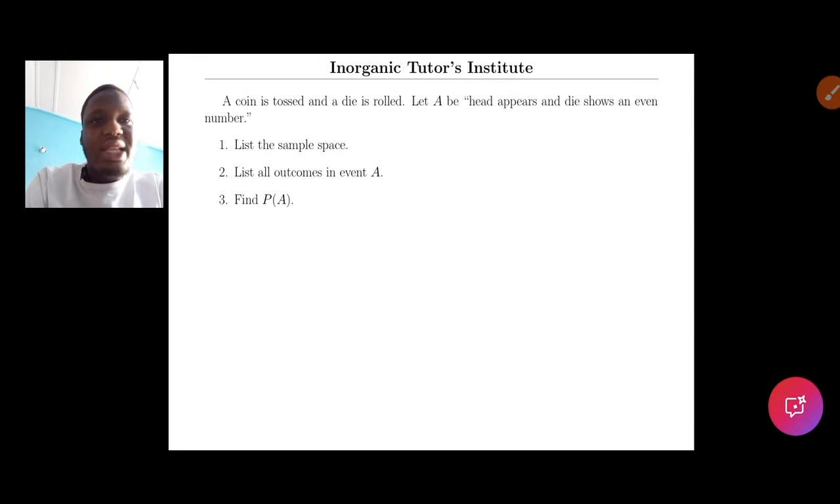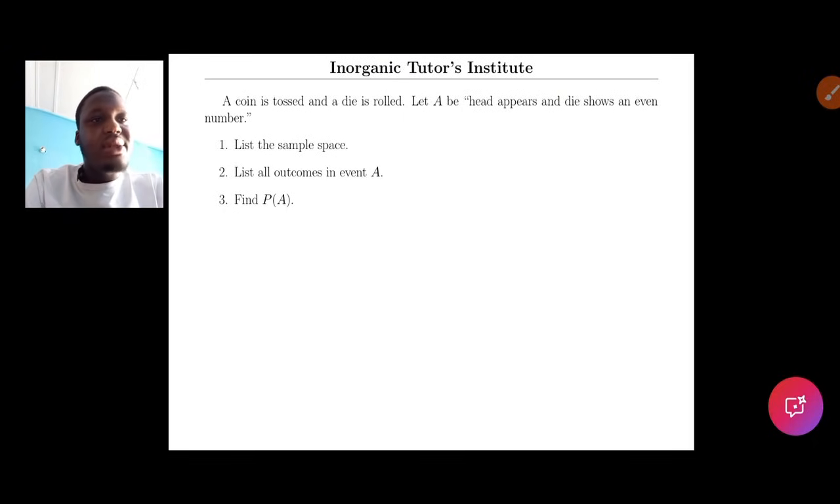A coin is tossed and a die is rolled. So we have two activities going on here. We toss the coin and we also roll the die, all at the same time. Let A be head appears and die shows an even number.